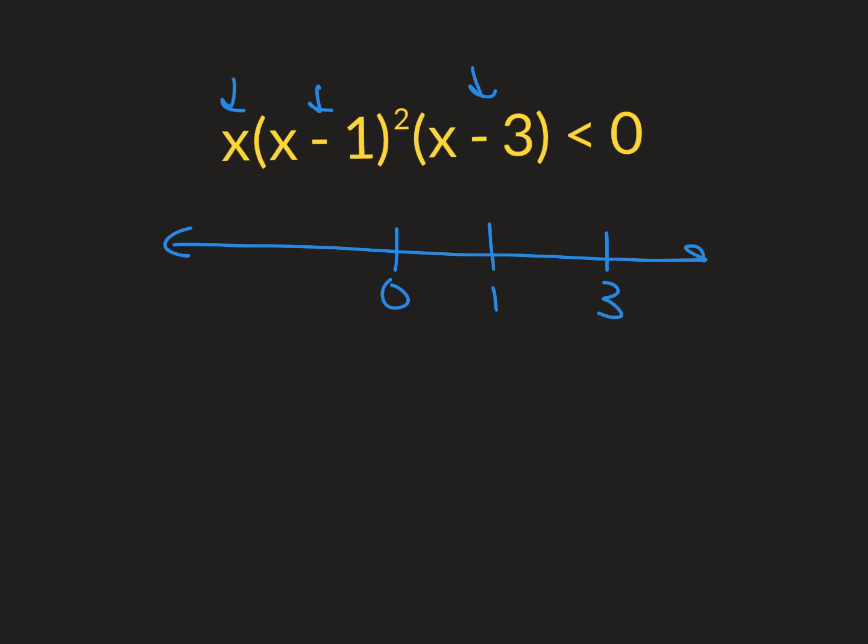Now, I'm going to tell you a secret right here, so don't share this video with anybody. I'm going to plug in 100 because it's easy to plug in something really huge like 100. Which means that'd be 100, that'd be 99 squared, and that'd be 97. Now, if I multiply 100 times 99 squared times 97, it's going to be positive. So I'm going to put a plus sign there.